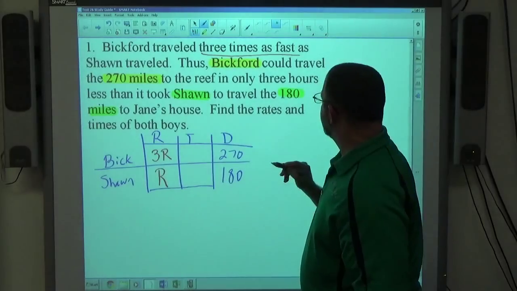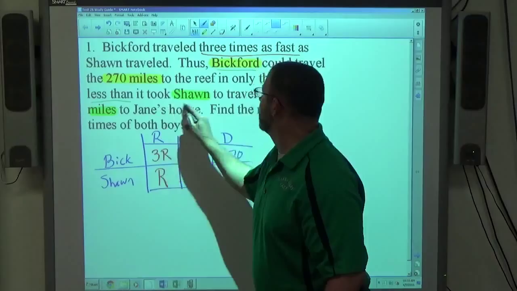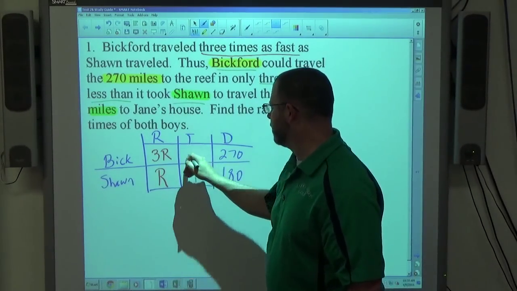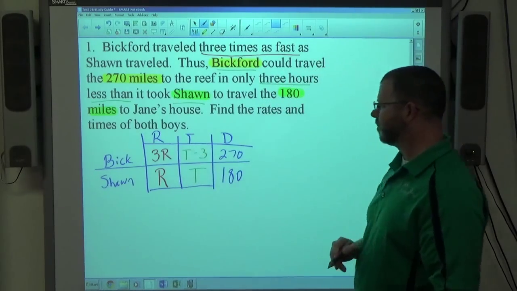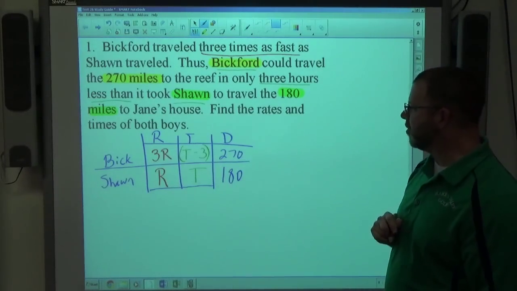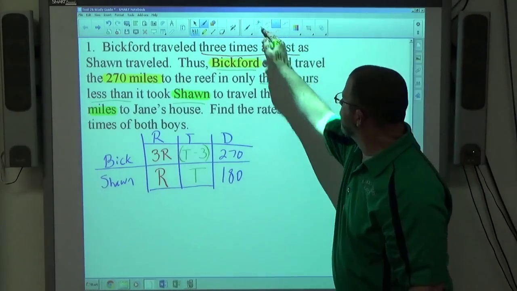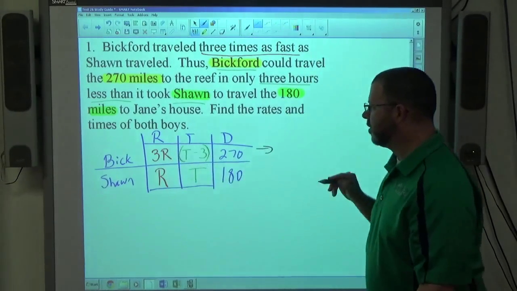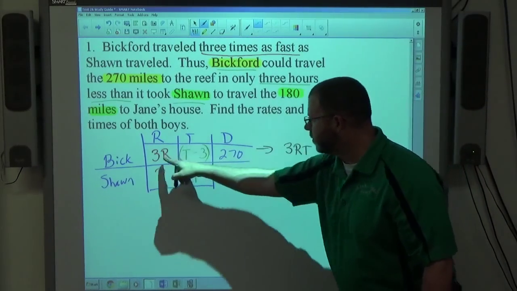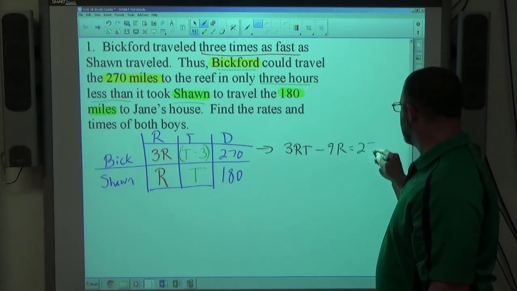And they also tell us Bickford's traveling 3 hours less than Sean. So if Sean's time is unknown t, Bickford's time is 3 less than that, so t minus 3. The only binomial that we have is the t minus 3, so a distributive property on top is necessary. Once I get rates and times and distances all figured out, I simply do rate times time equals distance for each one. So for Bickford, 3R times t, and then minus 9R is going to equal 270.